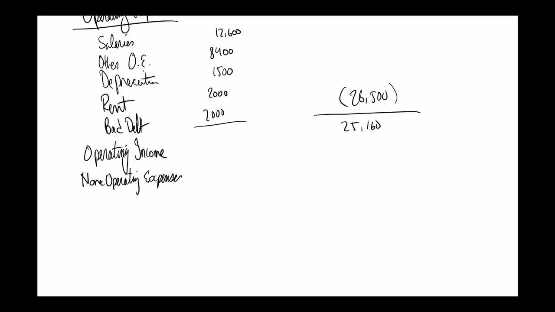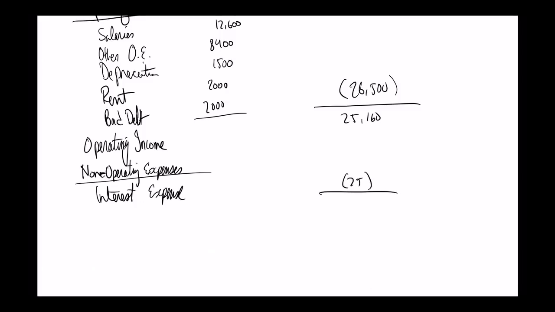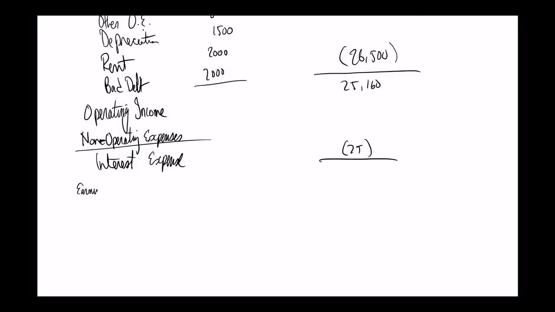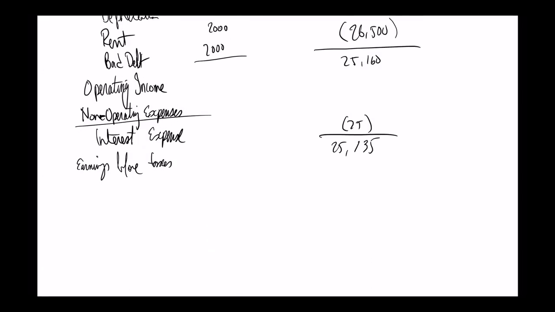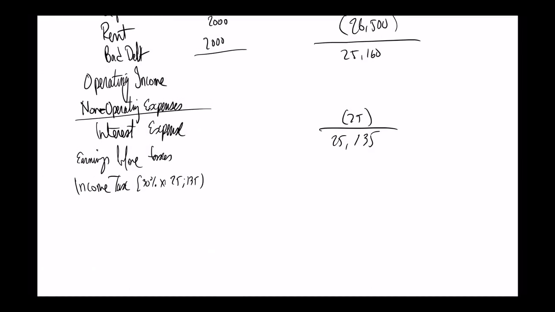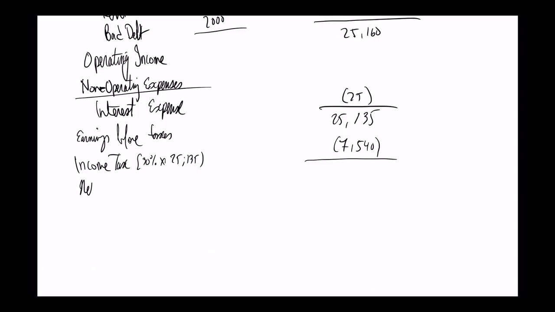We then put in our non-operating expenses, basically things that are not part of our day-to-day operations. And for us this period, that is interest expense, and that was $25. So our earnings before taxes comes out to $25,135. We can now calculate our income tax expense. So income tax is 30% times 25,135. So that's 7,540, which gives us net earnings of 17,595.